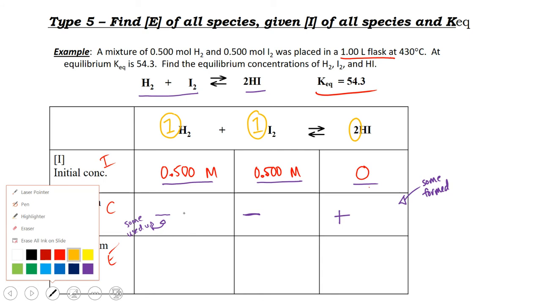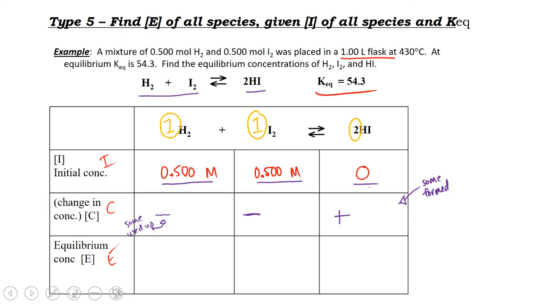So I'm going to call this change for hydrogen X. You can use whatever variable you want. It's totally up to you, X just being more common. So that change is now negative X. So it's down by some amount X. For my iodine, it's a 1-to-1 ratio, so it goes down by the exact same amount. Whatever this went down by, this is the exact same.